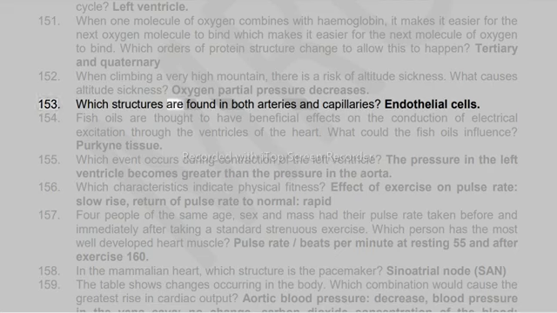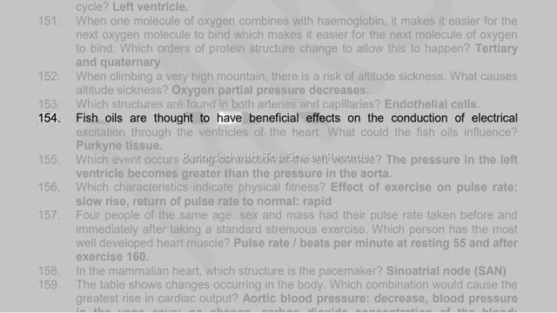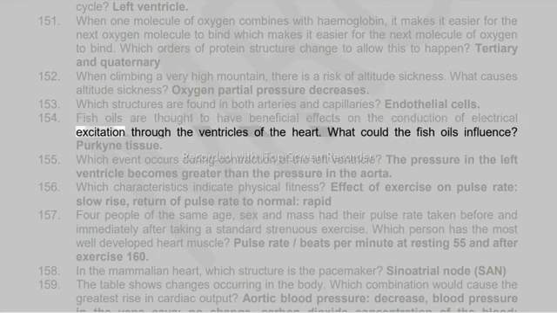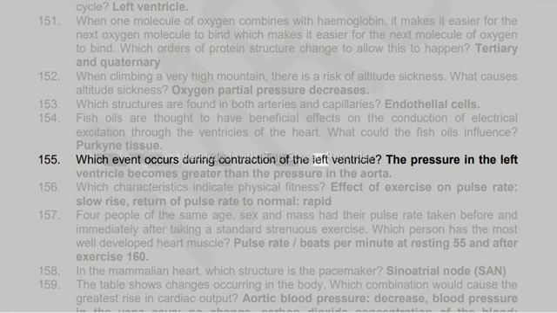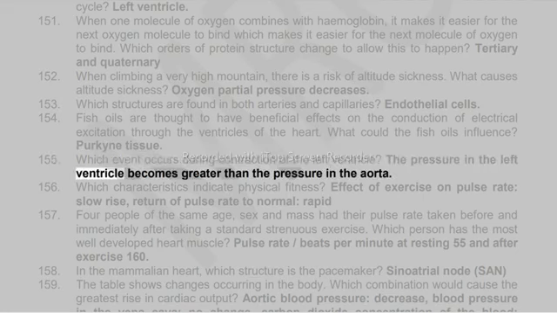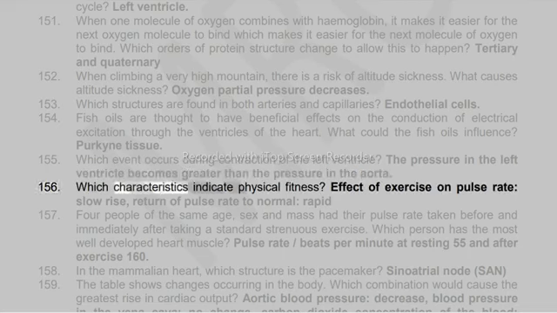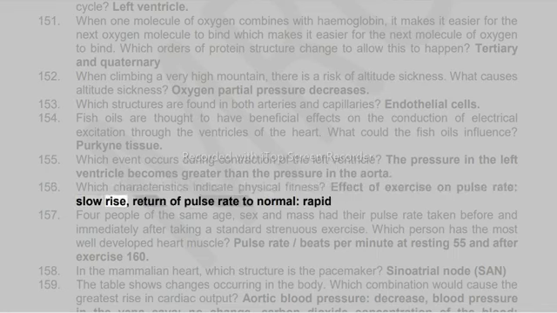153. Which structures are found in both arteries and capillaries? Endothelial cells. 154. Fish oils are thought to have beneficial effects on the conduction of electrical excitation through the ventricles of the heart. What could the fish oils influence? Purkinje tissue. 155. Which event occurs during contraction of the left ventricle? The pressure in the left ventricle becomes greater than the pressure in the aorta. 156. Which characteristics indicate physical fitness? Effect of exercise on pulse rate, slow rise; return of pulse rate to normal, rapid.